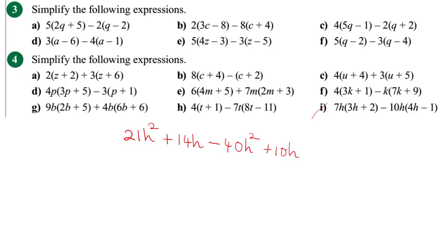Now, once you've done that, look for the like terms. I've got the h squared terms, 21h squared, and I've got take away 40h squared. Now, what you need to do here, instead of using the number line, we agreed last time, you can just do 40, which is a big number, take away 21, and that will give you 19. Now, once you've done that, if you swap this round, you're going to end up with negative 19. So 21 take away 40 is negative 19h squared.